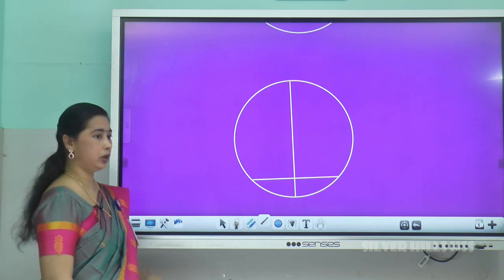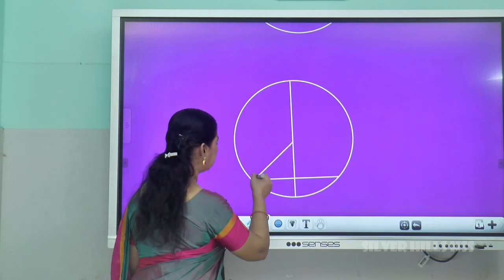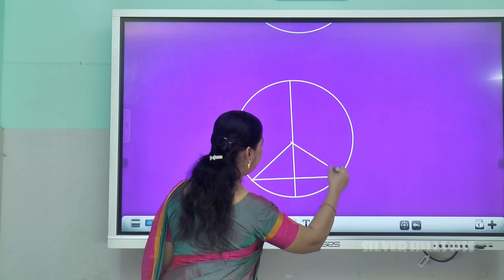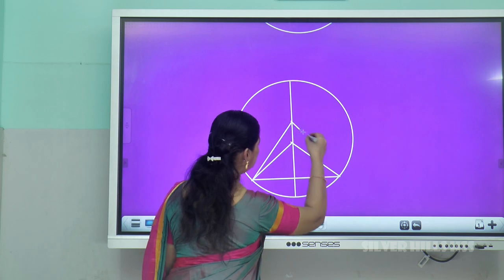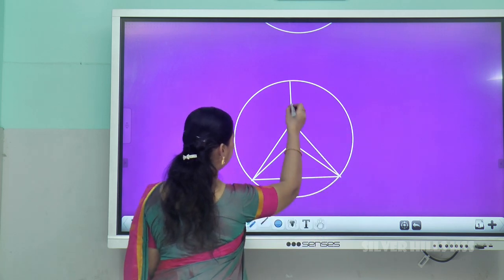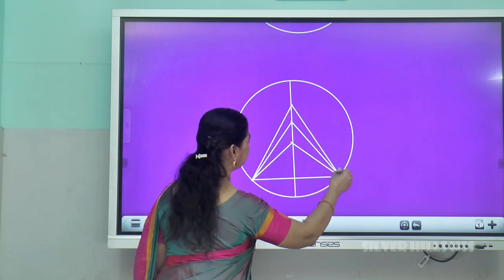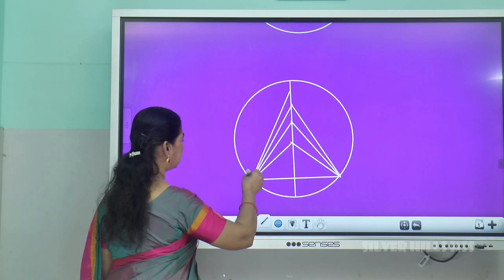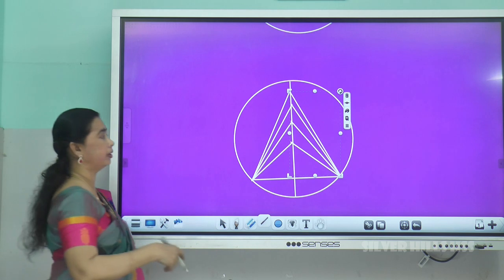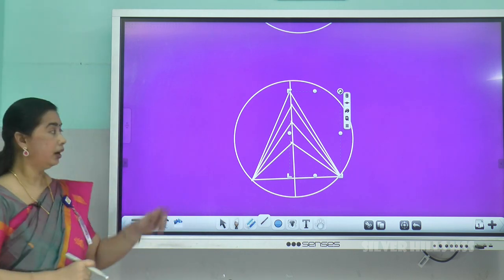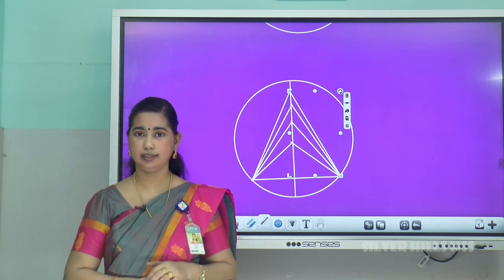From this chord, if I draw lines to the ends of the chord, they will be of equal length. If I draw from here also, these 2 sides will be of equal length. That means these all will be isosceles triangles. But even though all these lengths are the same from that perpendicular bisector, I cannot find where the center is. How can you find the center?